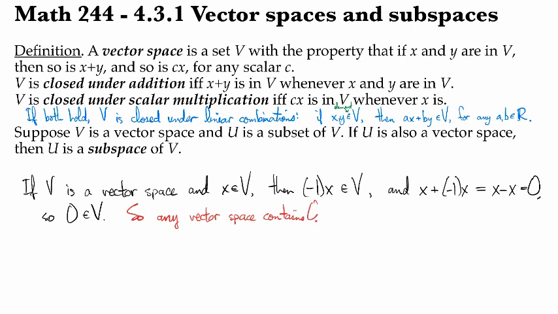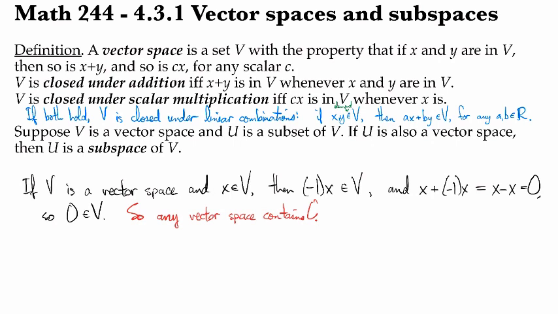Okay, so this is a simple fact, but it's often one of the easiest ways to rule something out as being a vector space. If I give you a set and it doesn't contain 0, you know it's not a vector space.